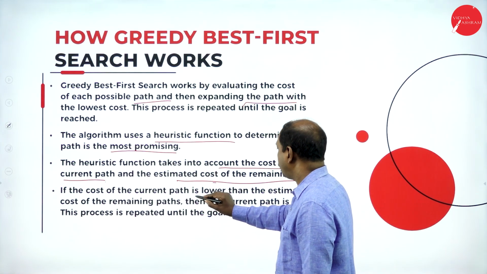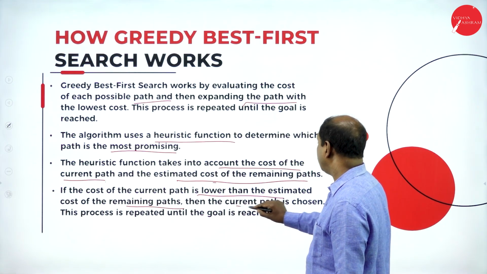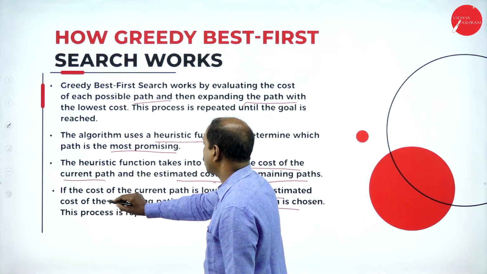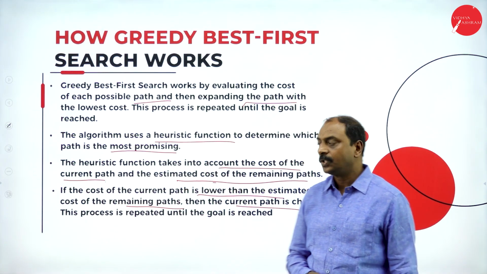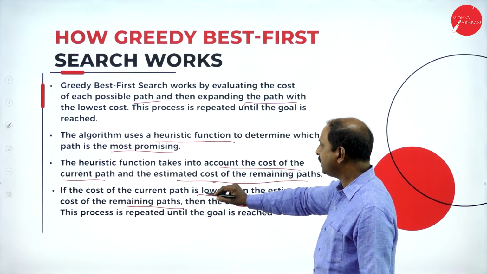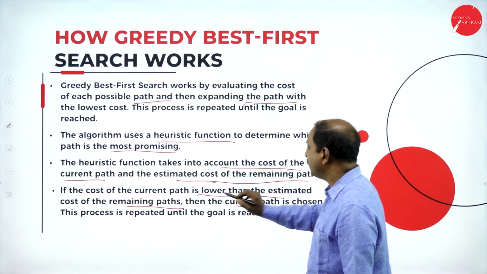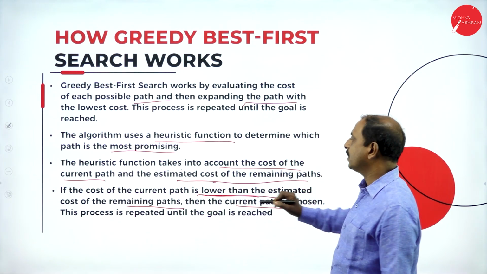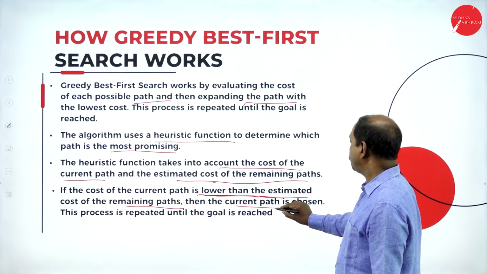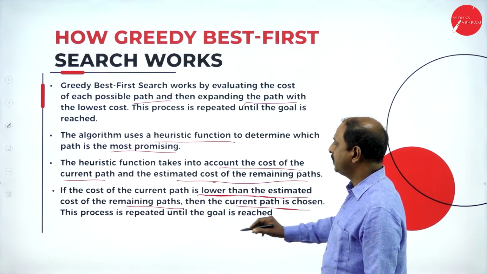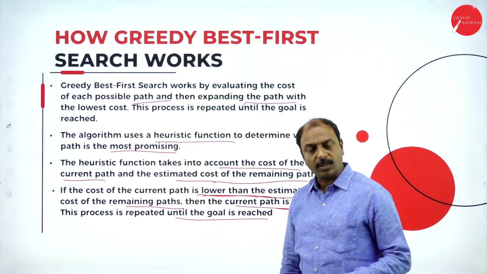If the cost of the current path is lower than the estimated cost of the remaining path, then the current path is chosen. So in this heuristic function, we consider the cost of the path and the estimated cost of the path. If the current path has a lower value, the cost is less than the estimated value, then it is going to choose the current path. This process is repeated until the goal is reached. So this is how this algorithm works.